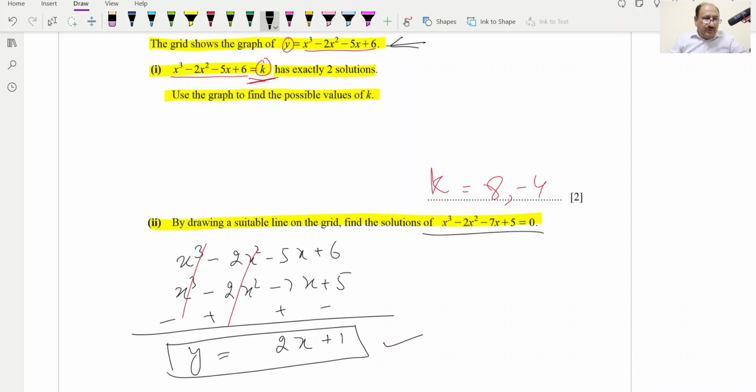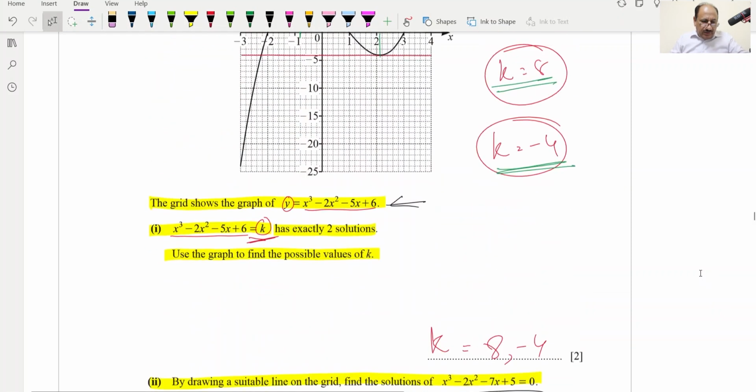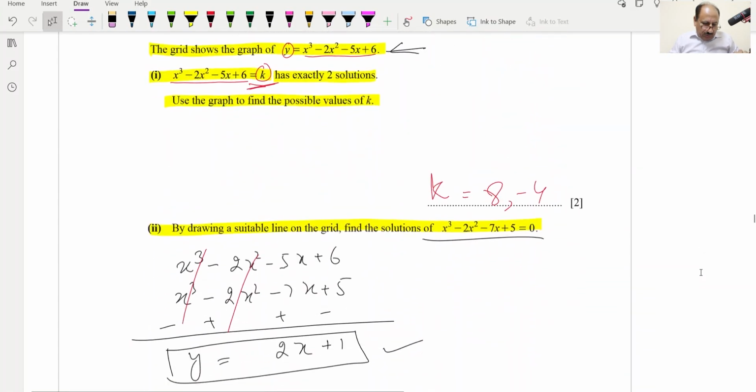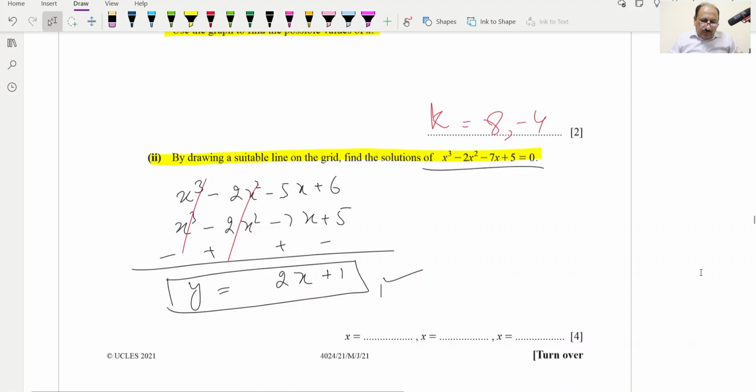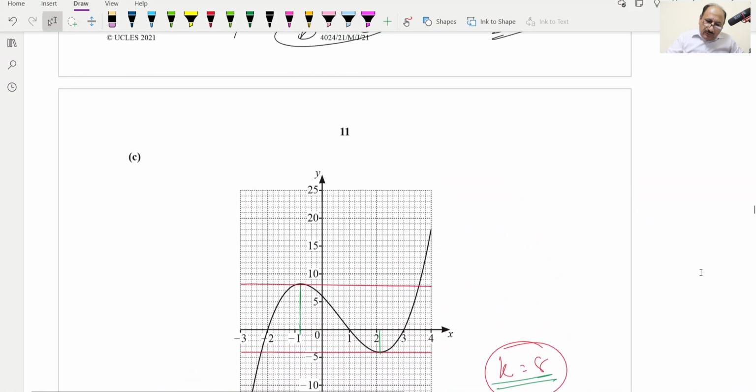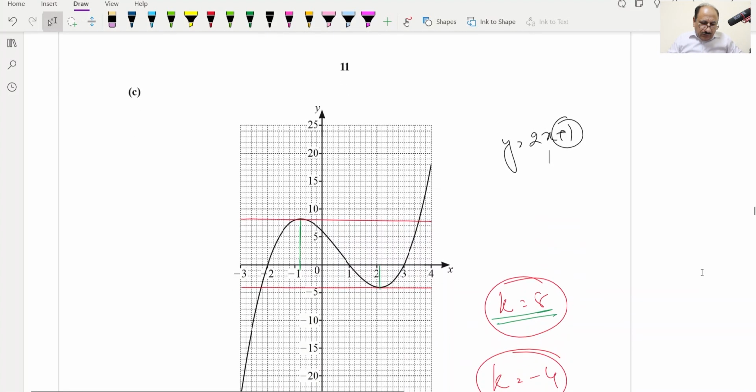So we can draw that equation over here, y is equal to 2x plus 1. So by drawing a suitable line on the grid, y is equal to 2x plus 1. Y intercept is plus 1, so plus 1 will be over here. If I change the color, that will be better to show. So this will be plus 1 over here.